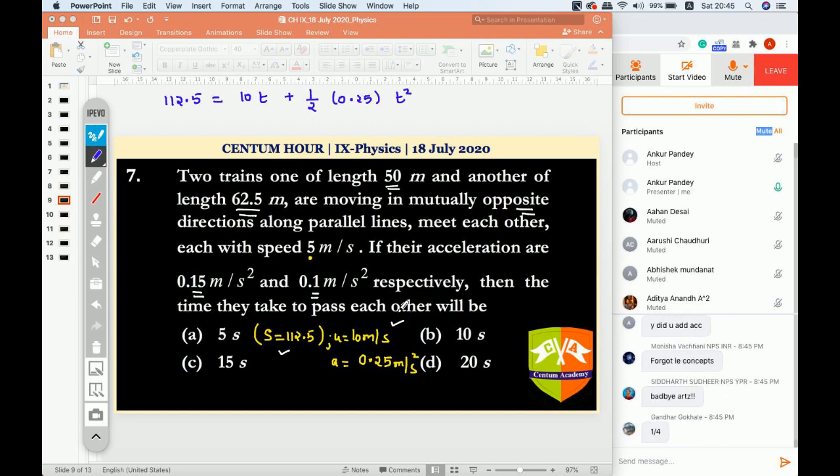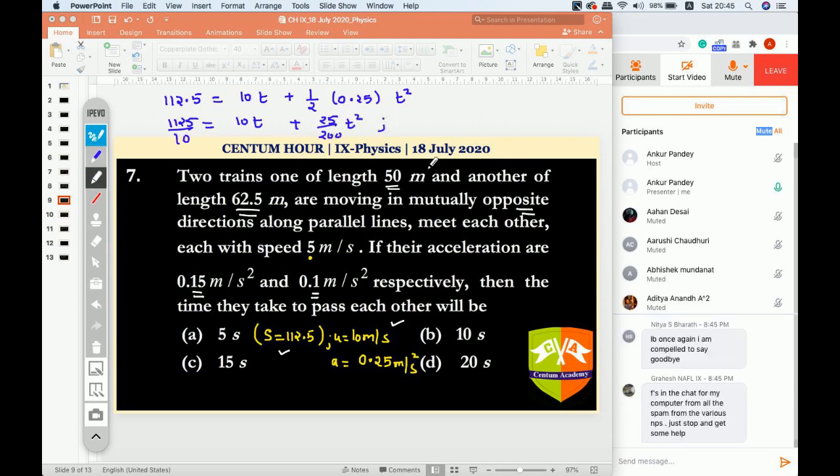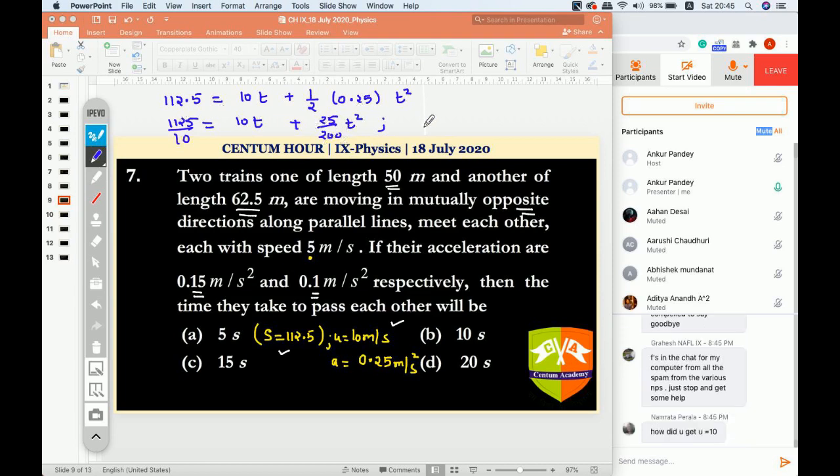Okay. I won't even attempt to solve the equation directly; rather, I'll use the substitution. But it's okay. One of our friends is saying that sir, convert it to by 10. So it will become 1125 by 10 is equal to 10t plus 25 by 200 t square. Clear? In order to neutralize it, you will have to multiply by t square. Okay, so 200 when you multiply.